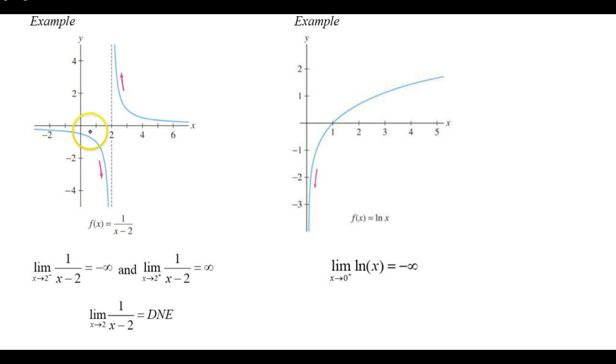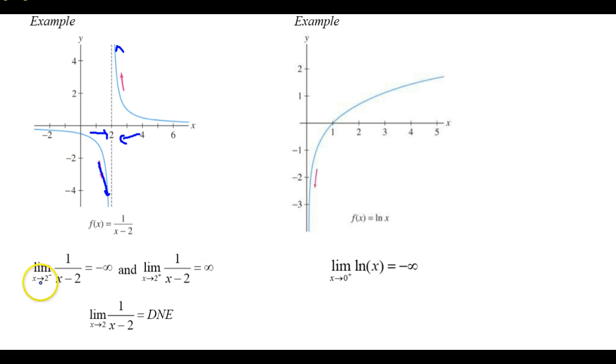So as I approach from the left side of 2, so numbers to the left of 2, notice what's happening to the y values. My y values are now headed down towards negative infinity. So this one-sided infinite limit says that the limit as x approaches 2 from the left side of 2 is equal to negative infinity. And now if I want to look at the limit as x approaches 2 from the right side of 2, so as I get closer to 2 from the right-hand side, what's happening to my y values is that they're headed towards positive infinity. So the limit as x approaches 2 from the right is positive infinity.